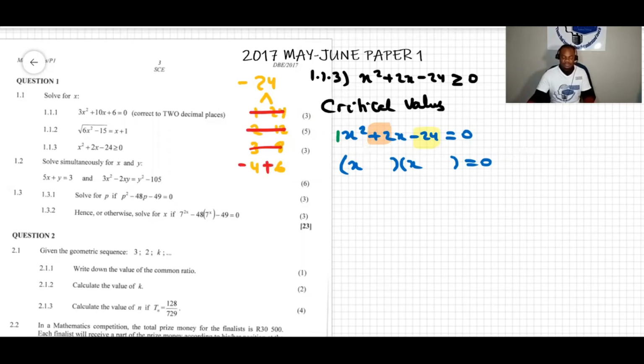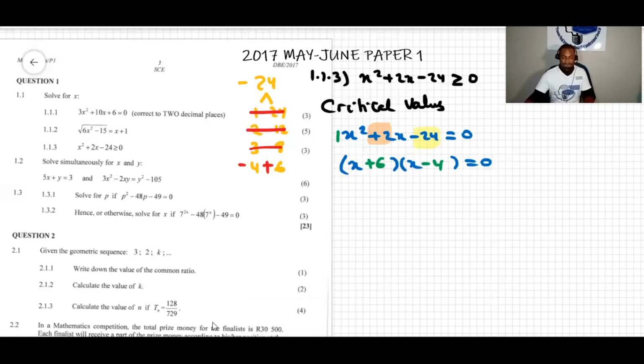Okay, you can check: negative 4 plus 6 makes 2, and of course, negative 4 times positive 6 makes negative 24. Then we can substitute the values over here. It won't matter, you can start by putting the positive 6 here and negative 4 there.